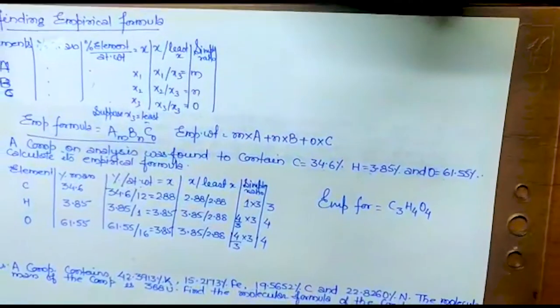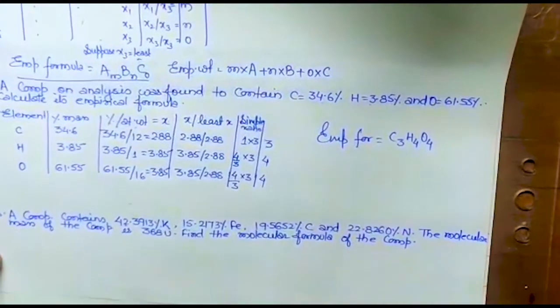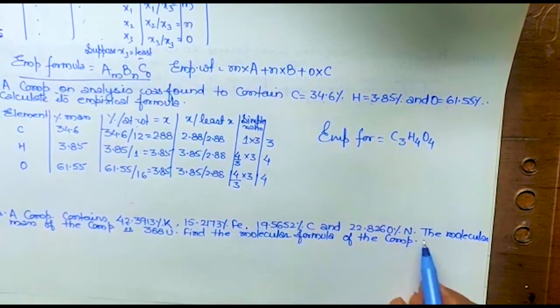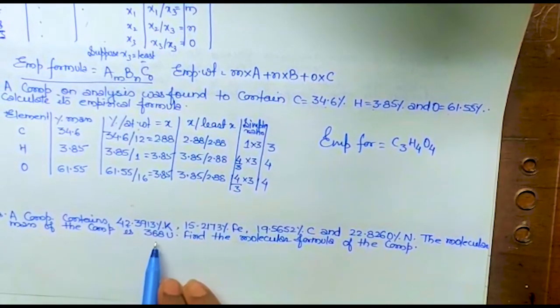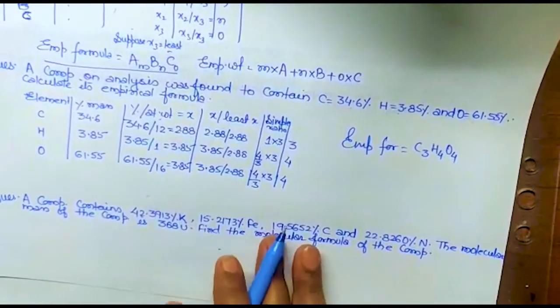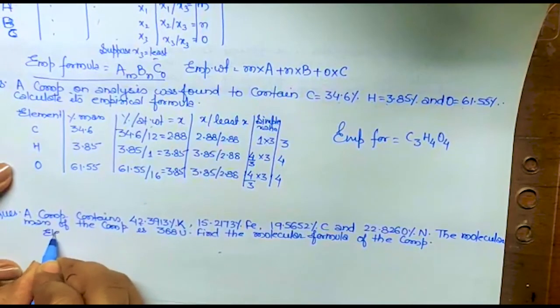In this I have included the molecular formula concept also. The question is, a compound contains K, Fe, C, N. Okay, the molecular mass of the compound is given as 36,368 unit. So find the molecular formula of the compound. So let's do it in the same way.